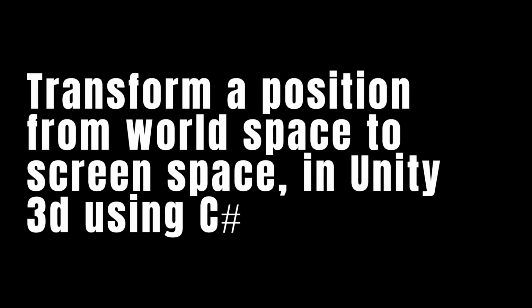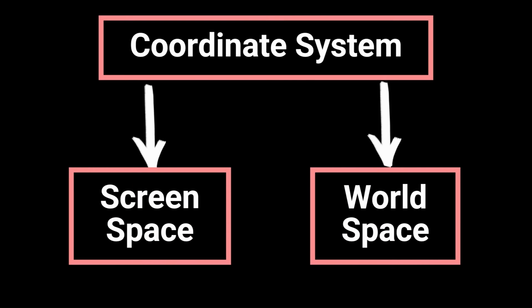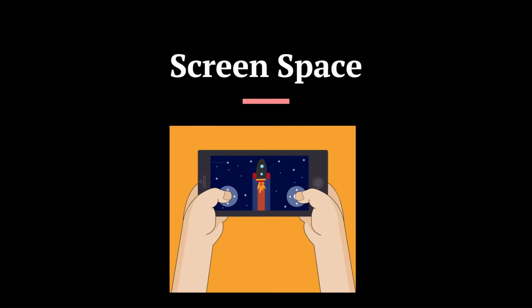In this tutorial we will learn how to transform a position from world space to screen space in Unity 3D using C#. In Unity and other game engines, screen space and world space are terms used to describe different coordinate systems.